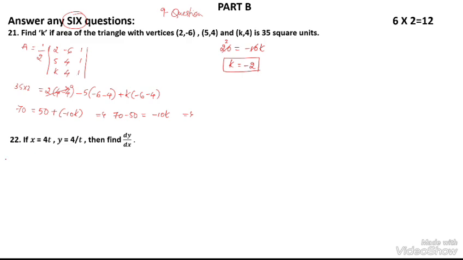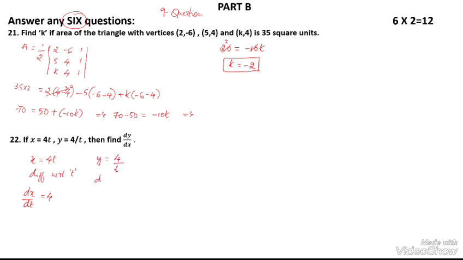Now, question 22. If x is equal to 4t and y is equal to 4 by t, then we have to find dy by dx. The given functions are parametric equations. Now I will take x. X is equal to 4t. Differentiate with respect to t. dx by dt is equal to 4 is constant, differentiation of t with respect to t is 1. It becomes 4. Again I will take y is equal to 4 by t.